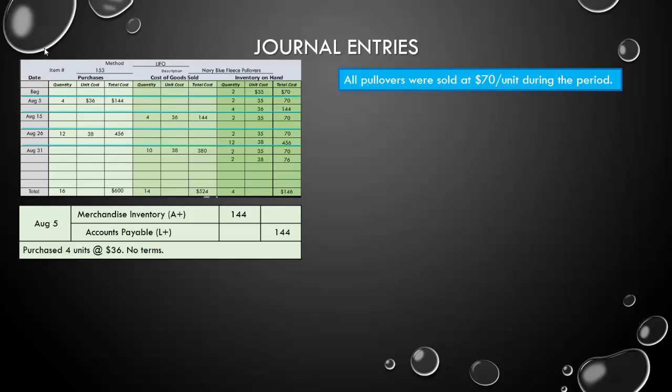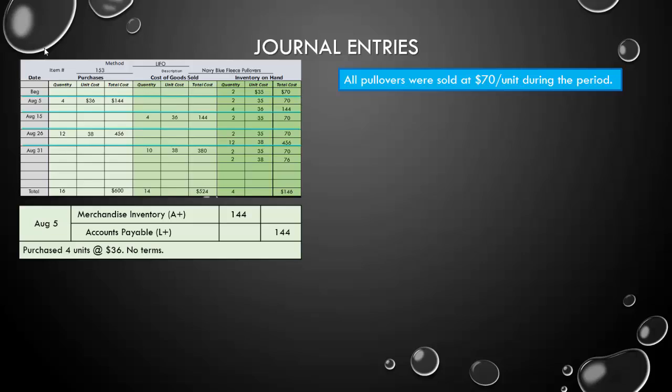We bought $144 worth of inventory on account. What would the journal entry be to record that? We would debit merchandise inventory and we would credit accounts payable for $144, the total cost of the purchase. The next transaction we had occurred on August 15th when we made a sale of 4 units.